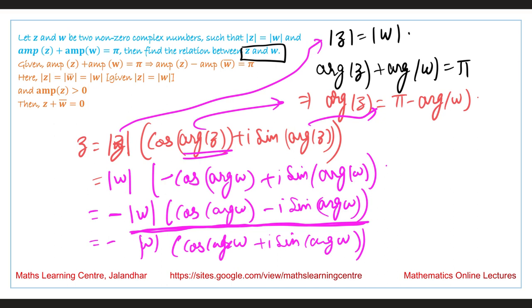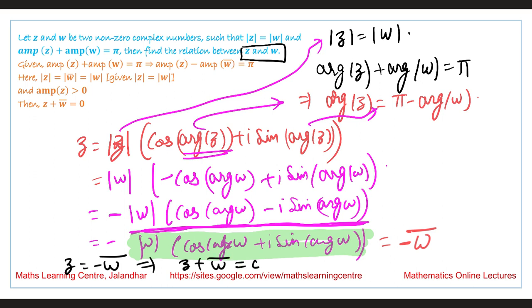Now look at this term: it is mod of w into this term, and this whole term is the conjugate of w. So what we obtain from this relation is that z is equal to minus conjugate of w. So this implies that z plus w conjugate is equal to 0. So this is the relationship between z and w.